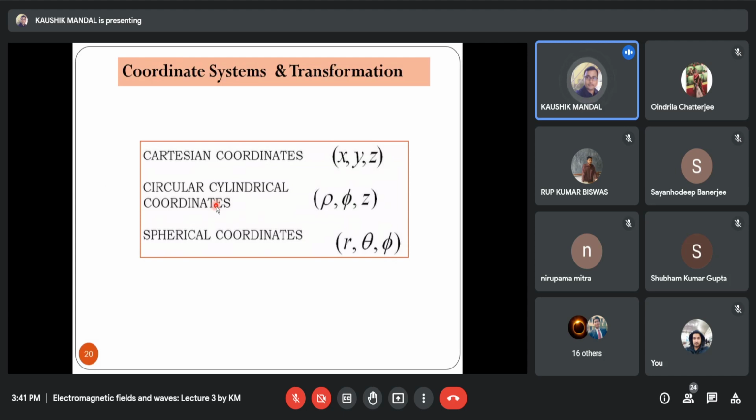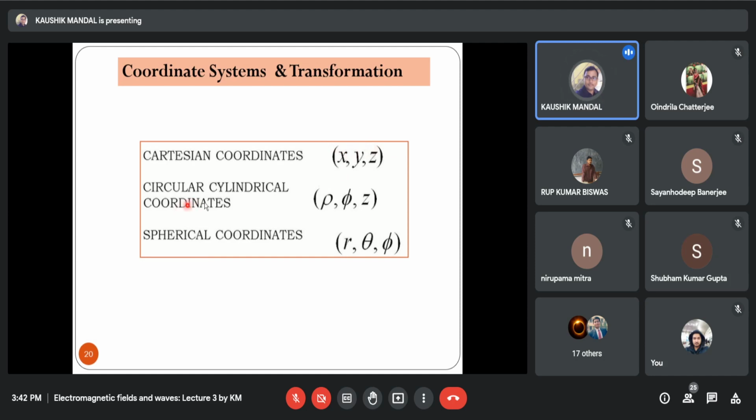Next, we are moving to the coordinate systems and the transformation of different coordinate systems from one coordinate system to another. As you know, we have to basically deal with three different coordinate systems. The Cartesian coordinate system, where a particular point is represented in terms of x, y, z. That is three orthogonal coordinates: x, y, and z, three orthogonal axes.